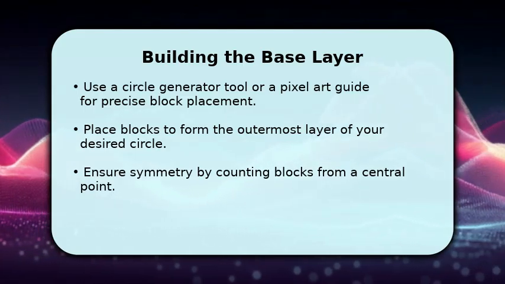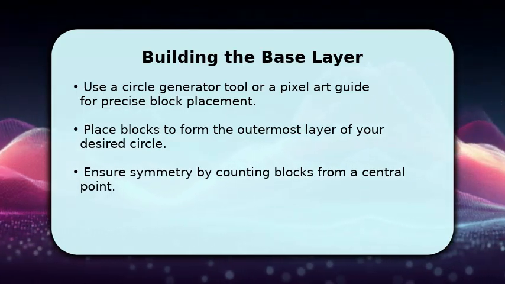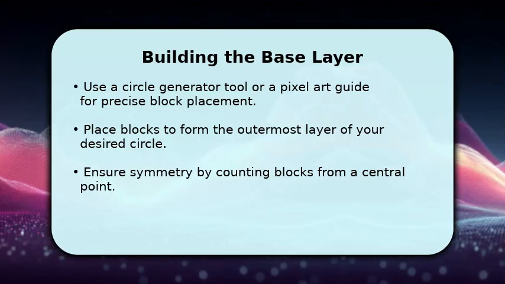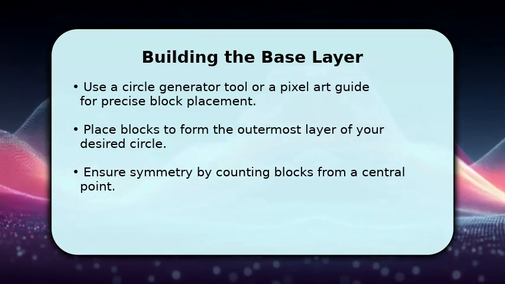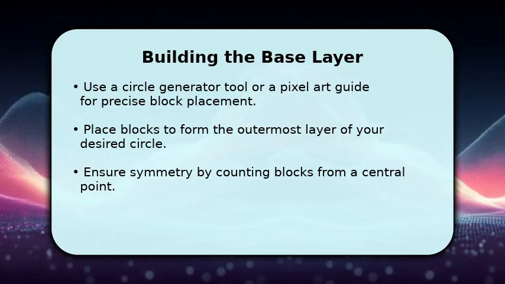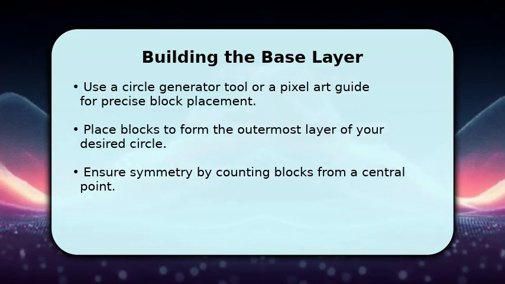For example, a 21-block diameter circle might start with a 5-block straight line, then a 3-block line, and so on. Always double-check for symmetry to ensure a balanced and appealing shape.